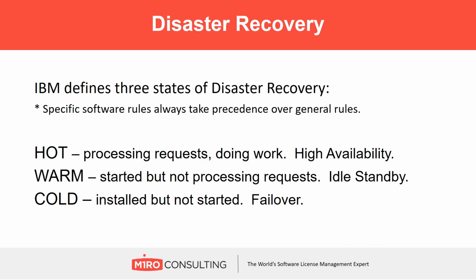And then there's also IBM's disaster recovery rules. This has been pretty much the same for a long time, but specific software rules will always take precedence over the general rules. We have our hot DR, where you're processing requests and doing work, which most people consider high availability. Warm, where it's started but not processing requests, which is idle standby. And then cold is not started.